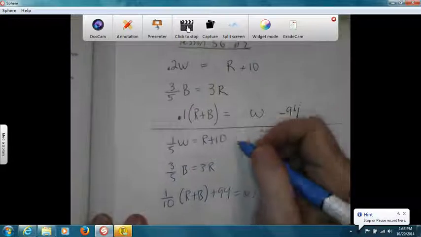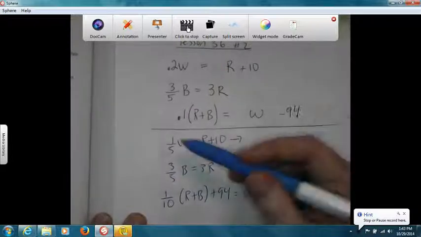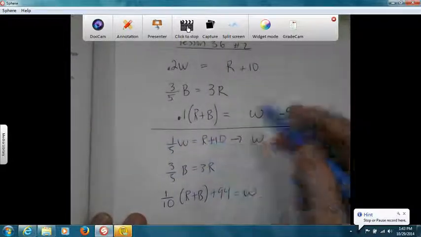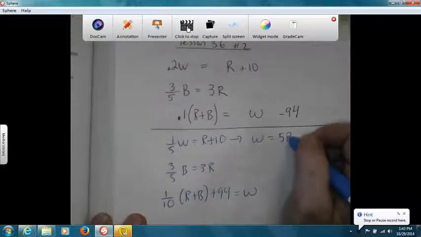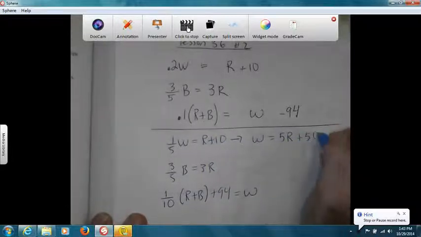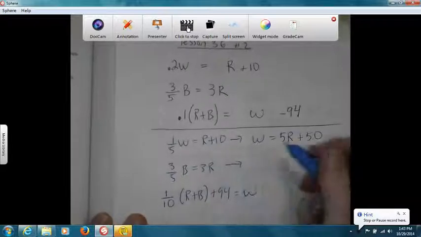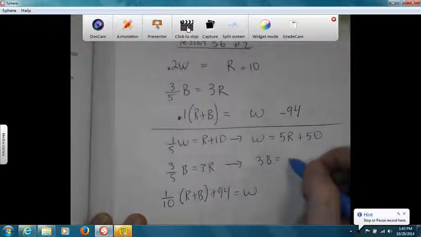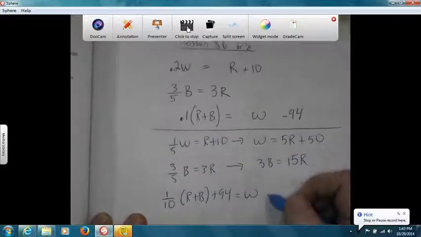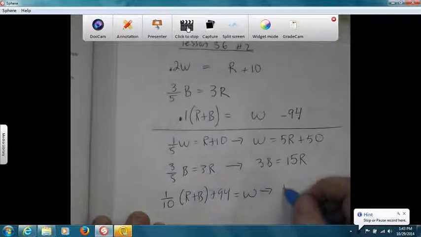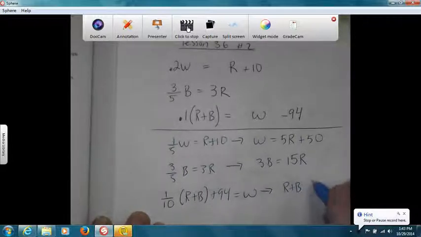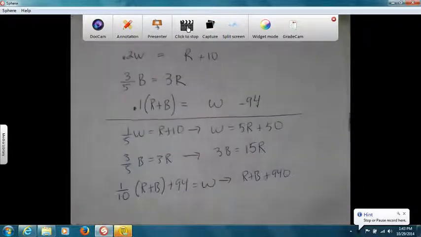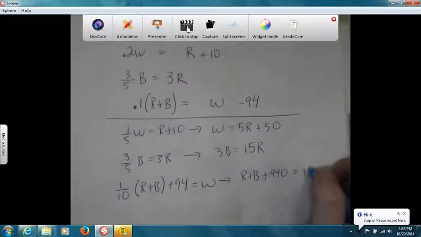Yes, because it'd be pretty easy to do that. So, multiply that by 5, I get W equals 5R plus 50. Don't let me mess it up. I know you won't. 3B equals 15R. And this thing will be R plus B. I've got to go 10 times that, plus 940 equals 10W. There we go.